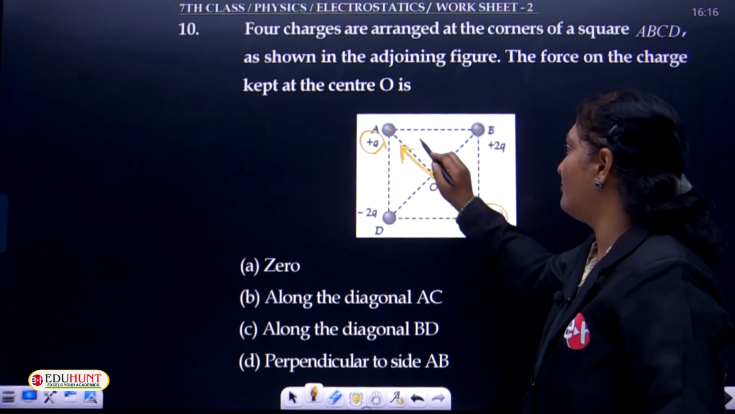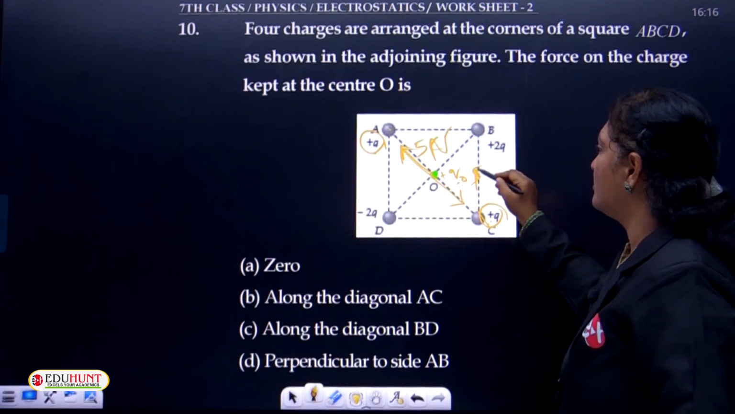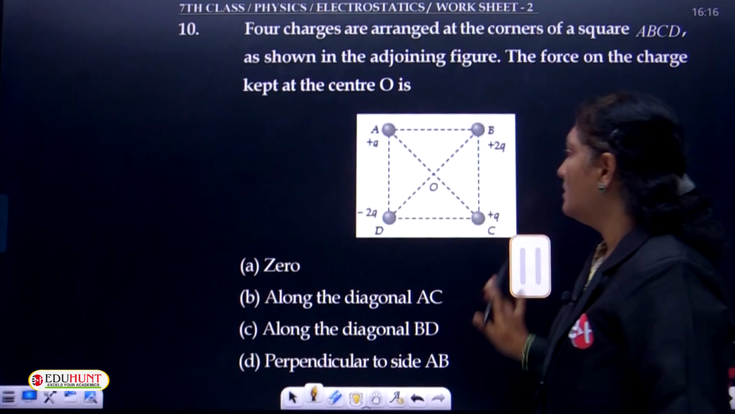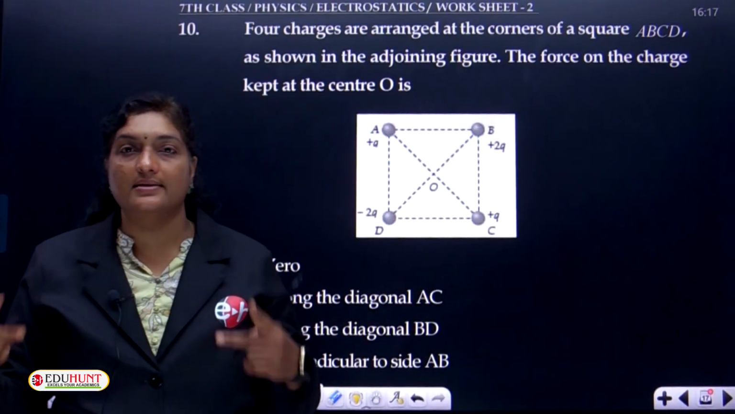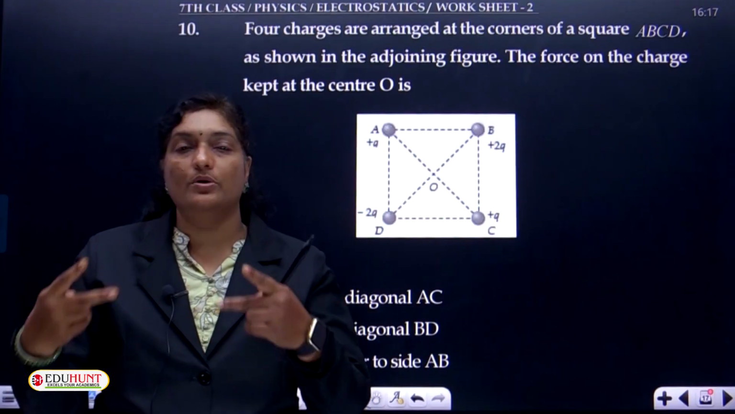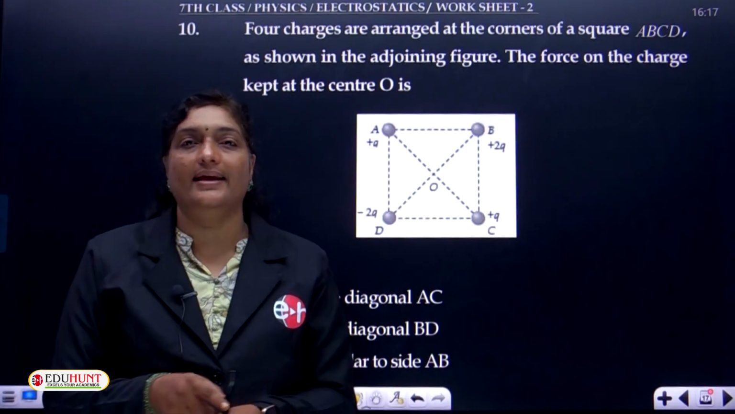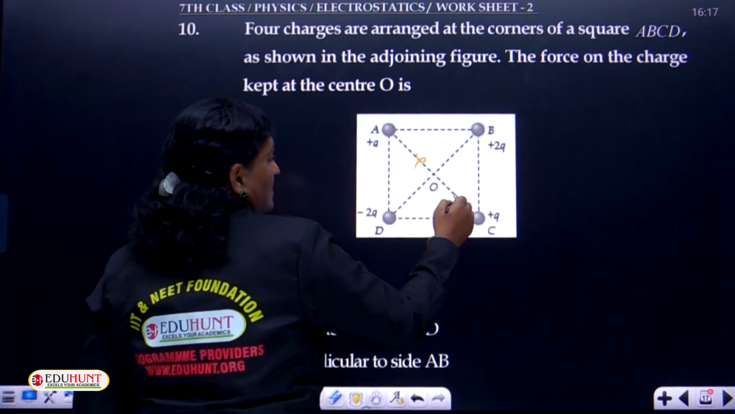If this happens to be 5 newton, here also 5 newton, but in the opposite direction, and hence it gets cancelled. So the charges located at A and C exert equal and opposite forces. Hence, the net force along the line AC will be 0. So there is no effect from these.